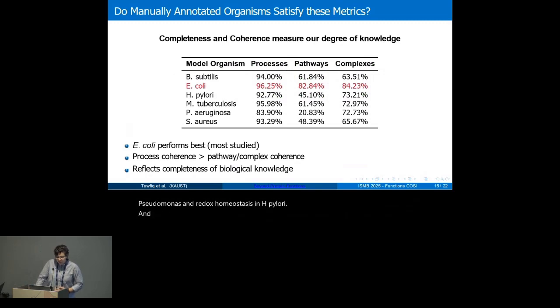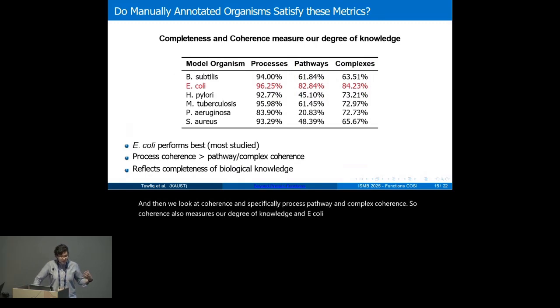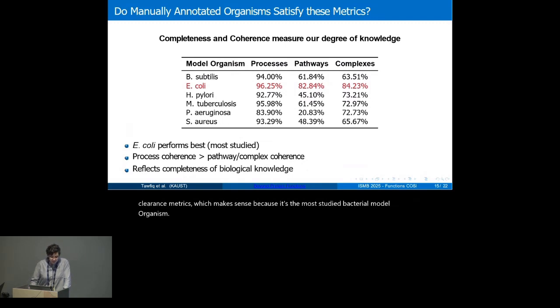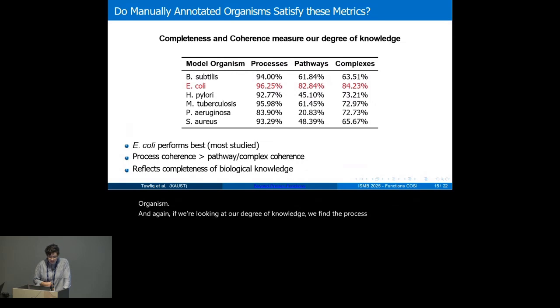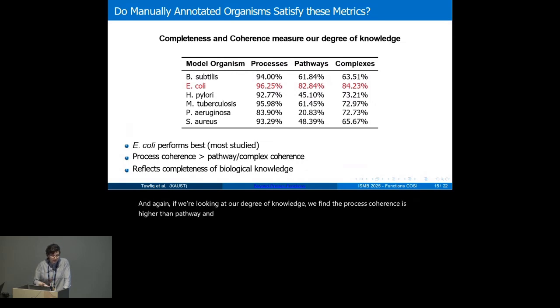And then we look at coherence, and specifically process, pathway, and complex coherence. So coherence also measures our degree of knowledge, and E. coli performs best across all of the coherence metrics, which makes sense because it's the most studied bacterial model organism. And again, if we're looking at our degree of knowledge, we find that process coherence is higher than pathway and complex coherence across all the organisms, meaning we know much more about processes than we know about pathways or about protein complex formations in bacteria.